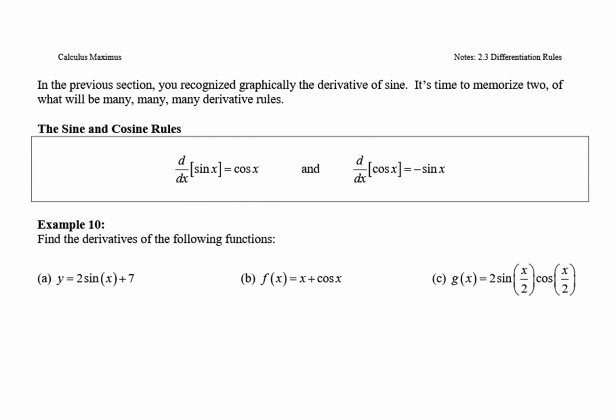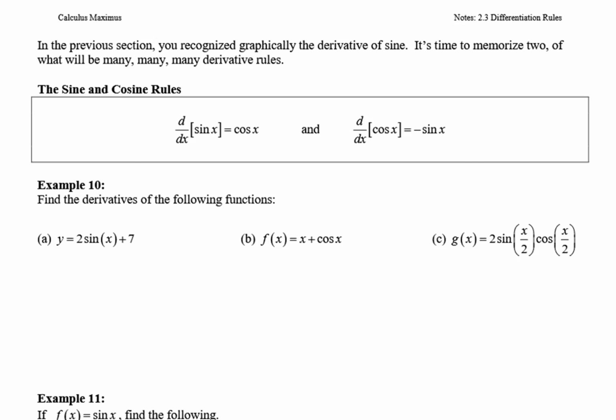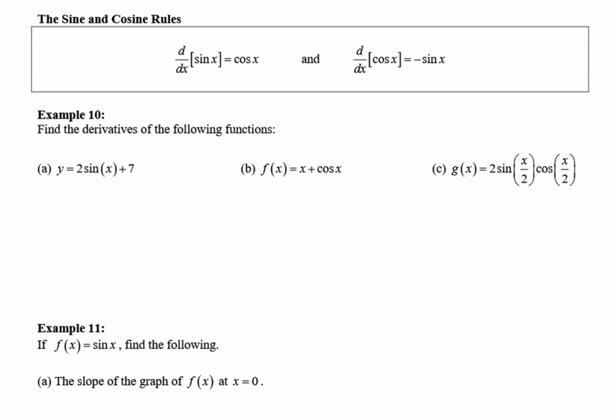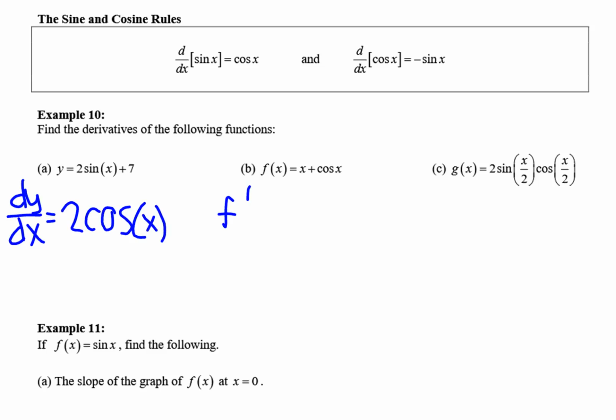The last thing we're going to talk about is the sine and cosine rules. It's a really simple idea. The derivative of sine is cosine, which you saw in the calculator worksheet, and the derivative of cosine is negative sine. Add that in with our other rules, and it's not so bad. Okay, so if we find the derivative of this, derivative of sine is cosine. So the derivative of 2 sine is 2 cosine. And the derivative of plus 7 is 0. Derivative of x is 1. Derivative of cosine, negative sine.